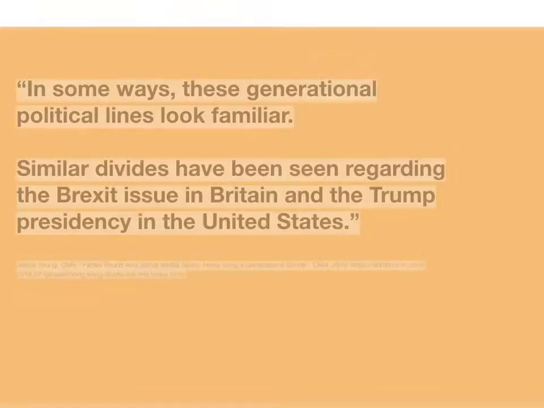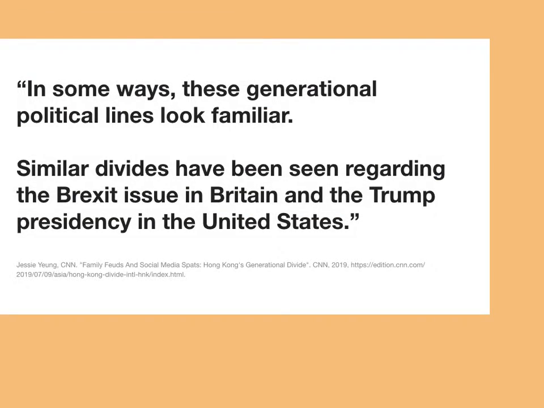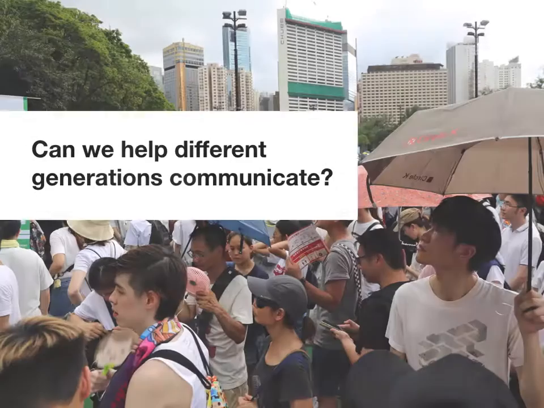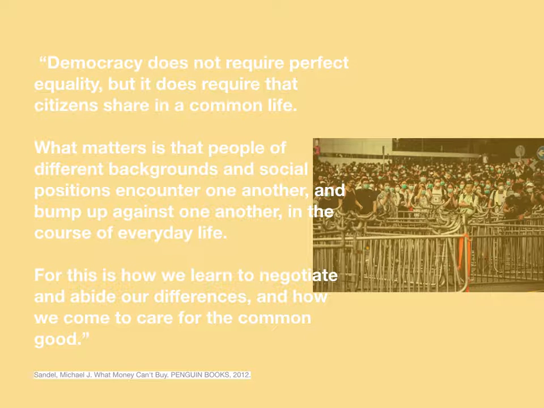These generational political lines are also seen around the world, such as the Brexit issue in Britain and the Trump presidency in the United States. This is a global issue. So the question is, can we help different generations communicate? Political philosopher Michael J. Sandel wrote in his book, "Democracy does not require perfect equality, but it does require that citizens share in a common life. This is how we come to care for the common good."